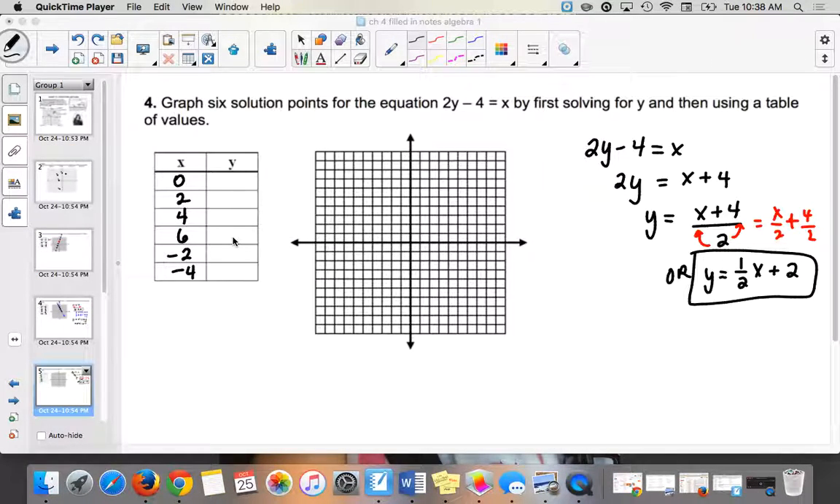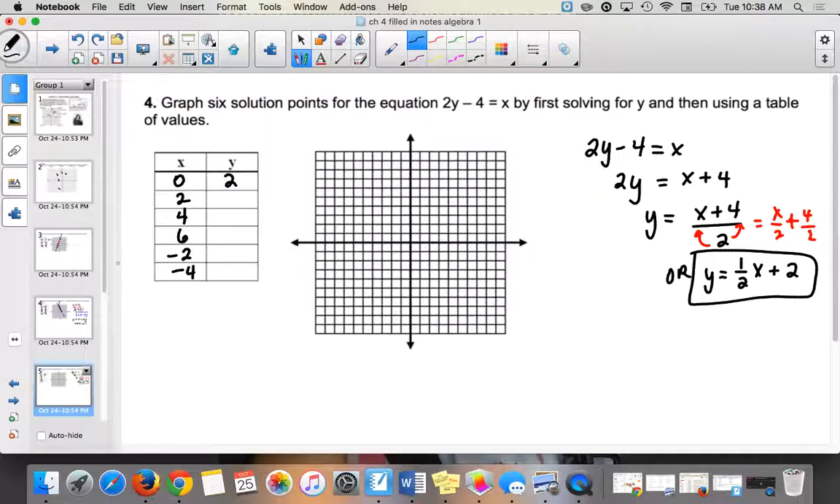All right, so when you plug in 0, you should get y equals 2. Did you guys all get that? When you plug in 2, you have 1/2 of 2 is 1, plus 2 gives you 3. When you plug in 4, you get 1/2 of 4 is 2, plus 2 is 4. When you plug in 6, you get 1/2 of 6 is 3, plus 2 is 5. When you plug in -2, 1/2 of -2 is -1, plus 2 is 1. And when you plug in -4, you get 1/2 of -4 is -2, plus 2 is 0.